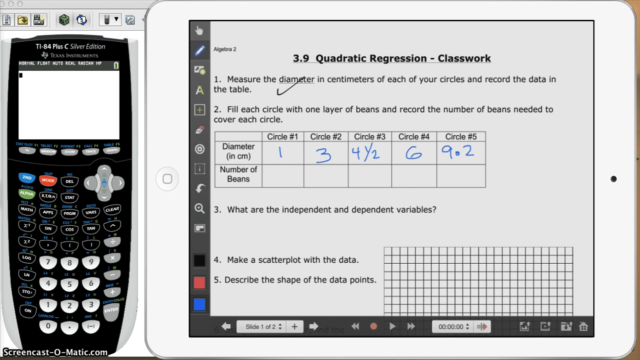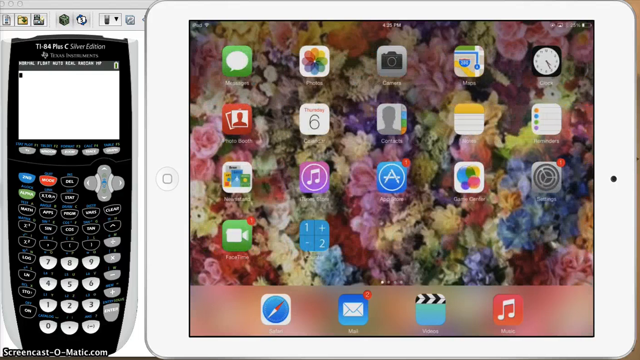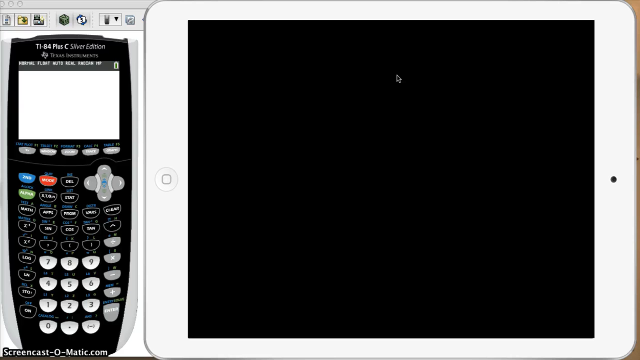Now, our second step is to try to layer or fill these circles with one layer of beans and to record the number of beans needed to cover each circle. So I did take a picture. I did this and I took a picture. I used a different type of beans, so it took me forever to count the beans. So that's why I got you a bigger type of beans. So as you can see, you have to have one layer of beans. My first circle took 4 beans and so on. So go ahead, take 5 minutes to do that. Fill the circles with beans and count how many beans there are in every single circle and record the data in the table. So take 5 minutes to do that.